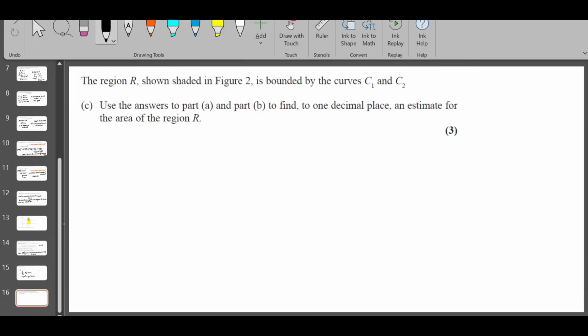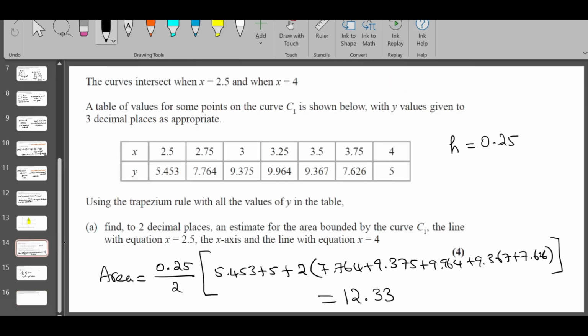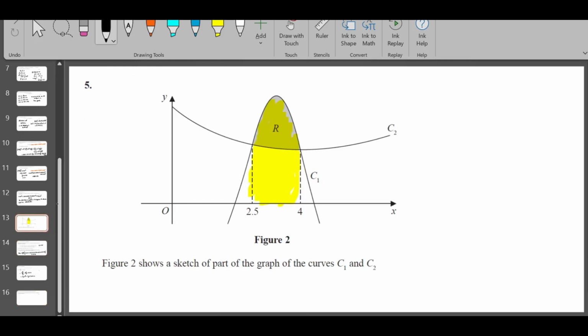Okay. Part C. Find region R. The region R shown shaded is bounded by the two curves. Use your answers from part A and part B to find, to 1 decimal place, the estimate of the region R. It's very simple. We have calculated 12.33 here. That's this yellow area. In part B, we integrated curve C2, and when you sub in the limits, we are going to get this area, and then subtract them both.